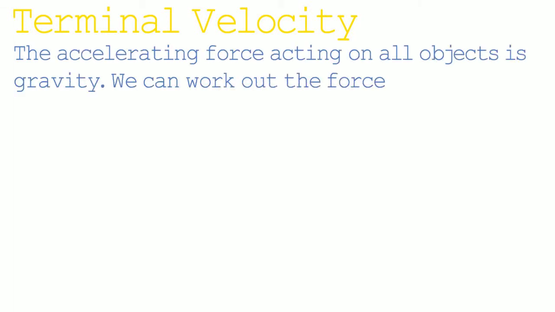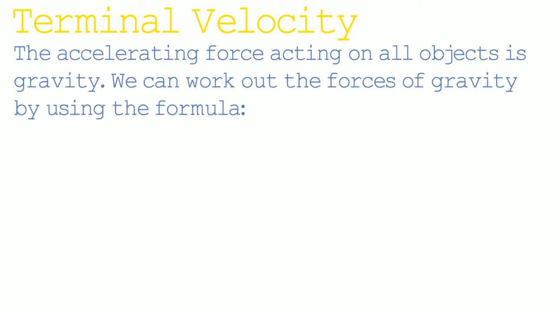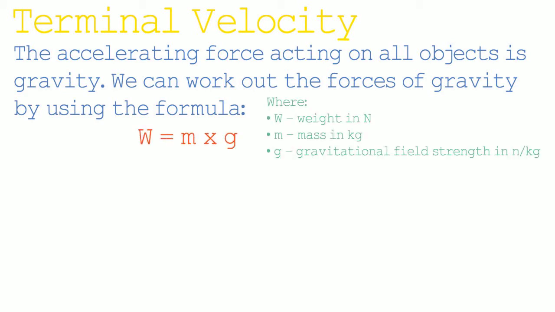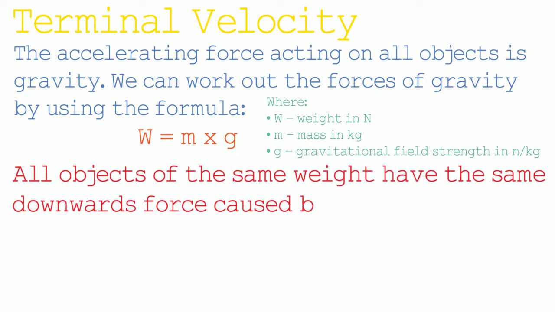So let's have a look at the terminal velocity of objects in more detail. The accelerating force acting on all objects is gravity. We can work out the force of gravity by using the formula below. The formula is weight equals mass times gravitational field strength. Therefore, all objects of the same weight have the same downwards force caused by gravity.